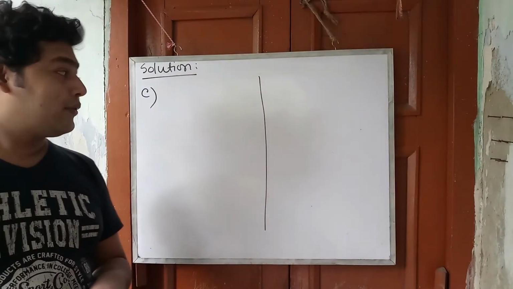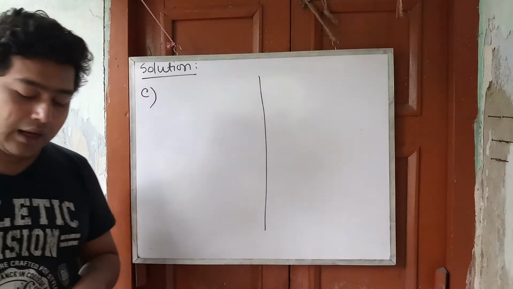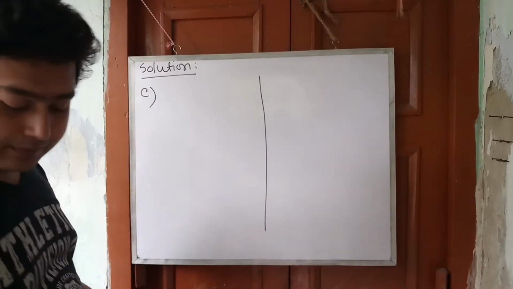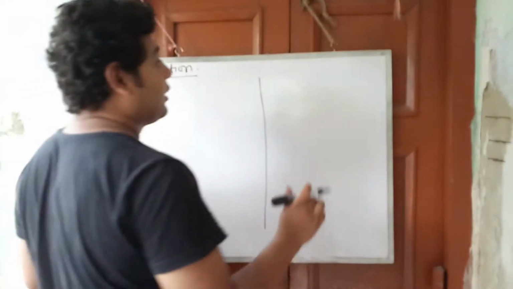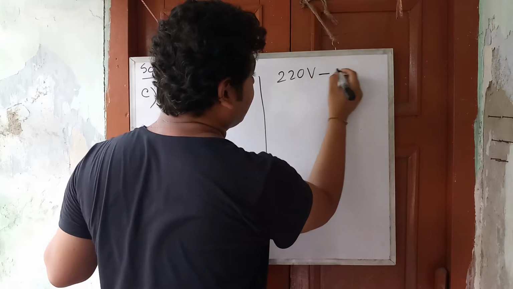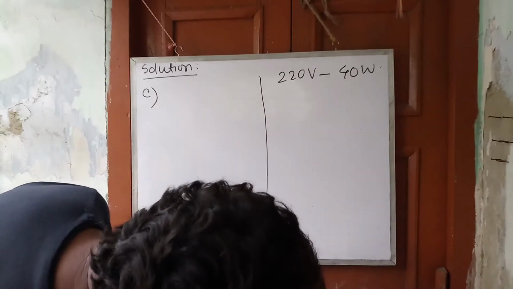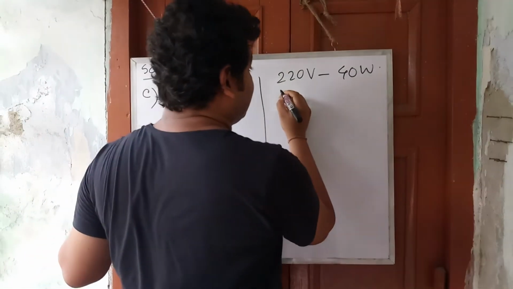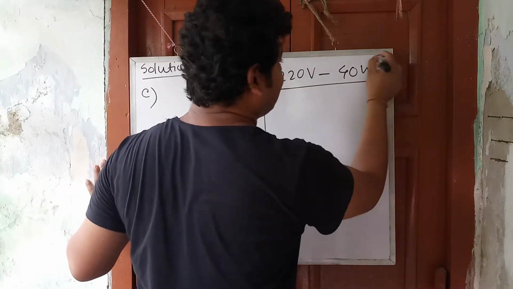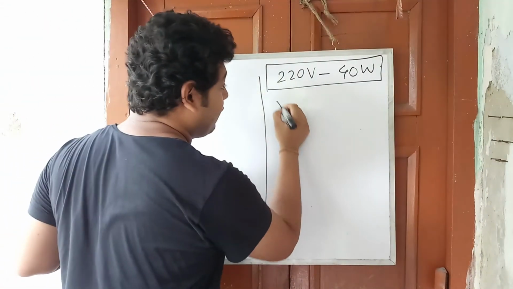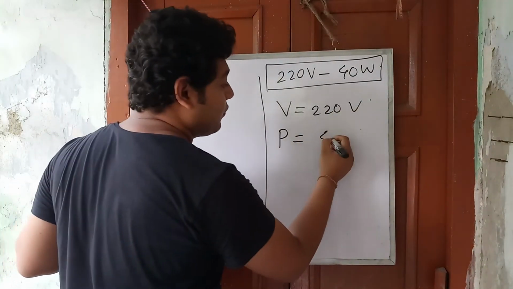For question number C, we need to determine the current of the lamp used by Aleph. For Aleph, our given information from the problem is 220 volt, 40 watt. From this information, we get the voltage 220 volt and the power P equal to 40 watt.